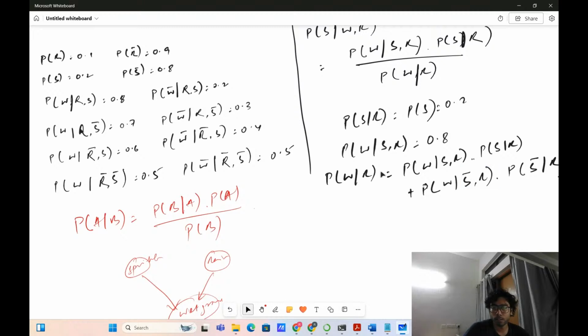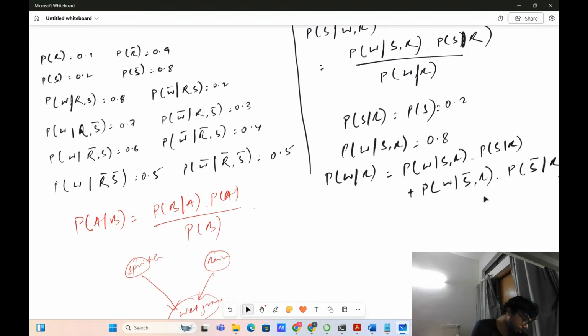So basically, when we are applying the law of total probability, you have to see the probability of W given R. There could be two cases, whether sprinkler is on or sprinkler is off. So you have to sum over those two cases. So probability of W given sprinkler on times probability of sprinkler on, and probability of W given sprinkler off times probability of sprinkler off.